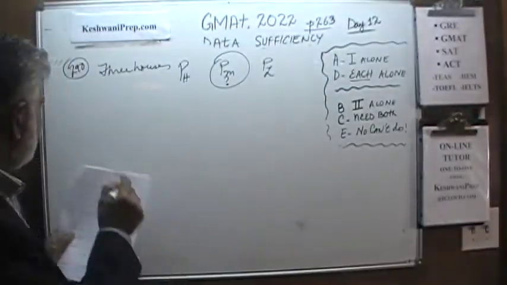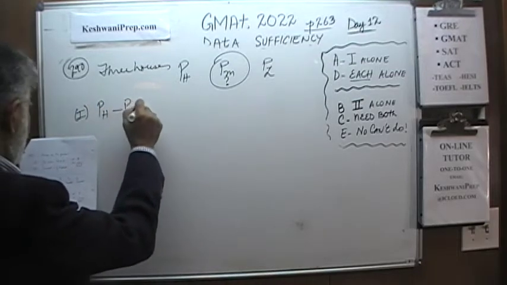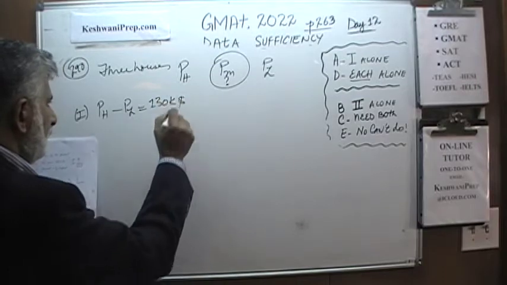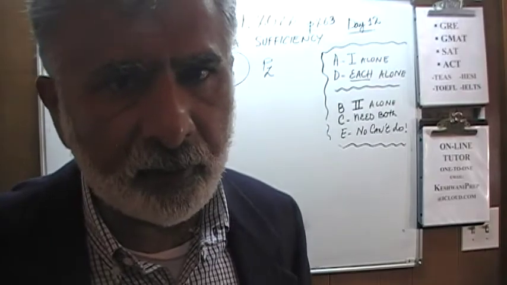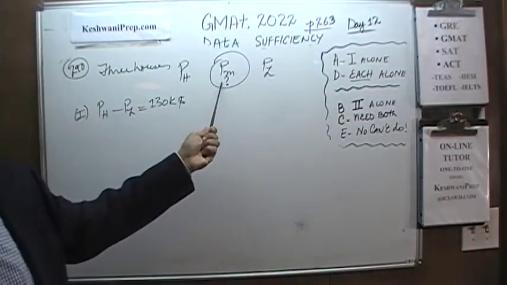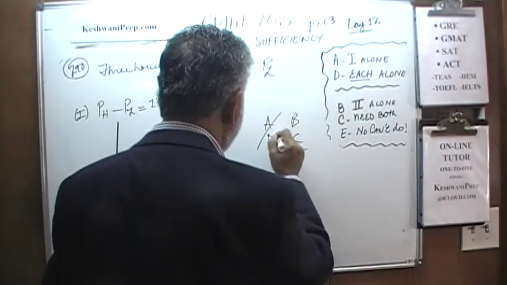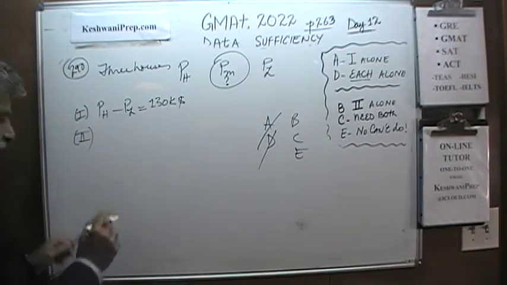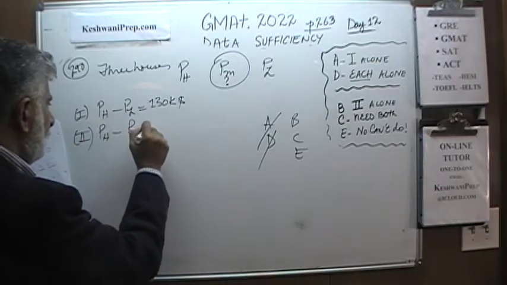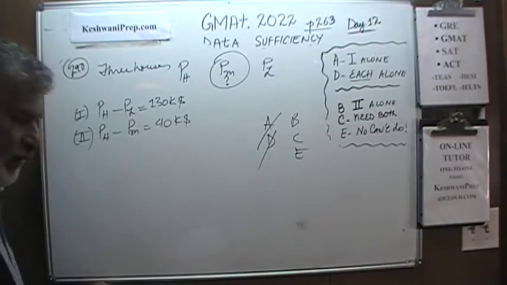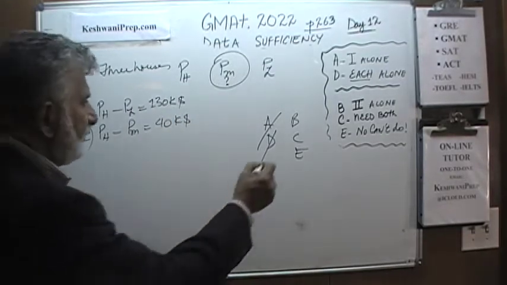Let's see what they tell us. The first statement tells us that the price of the highest house was $130,000 more than the price of the lowest house. In other words, the difference in the two prices is $130,000. That does not tell us what the price of the middle house is. A, D, B, C, E. The answer cannot be A or D. Second statement tells us that the price of the highest house was $40,000 more than the house that was sold for the middle price. Again, that by itself does not tell us what that is. The answer is not D.